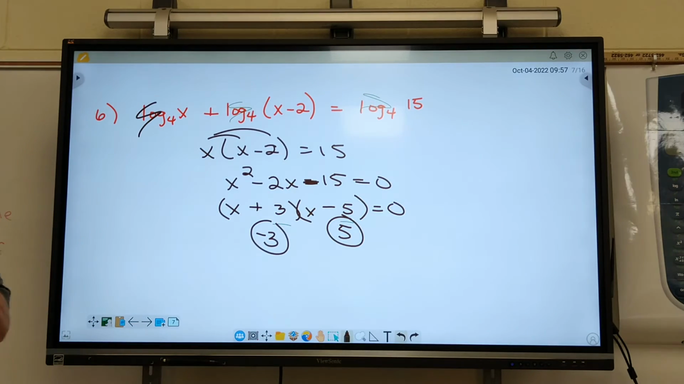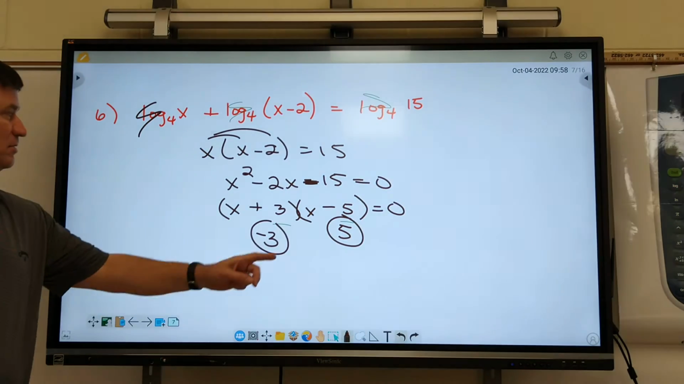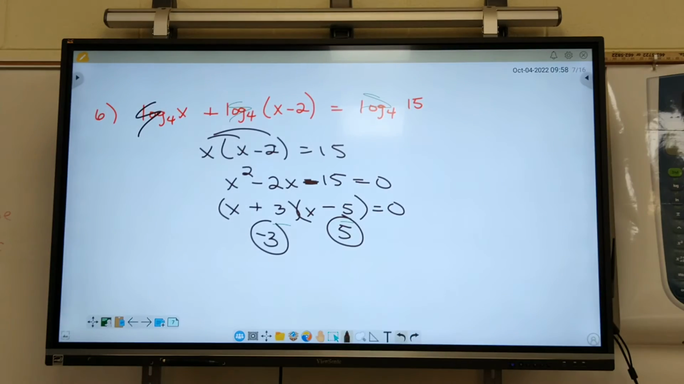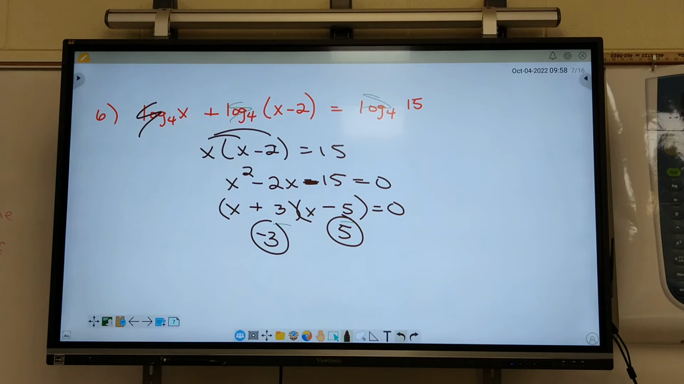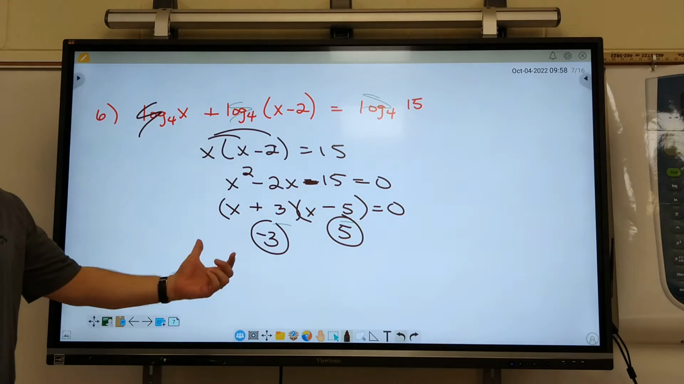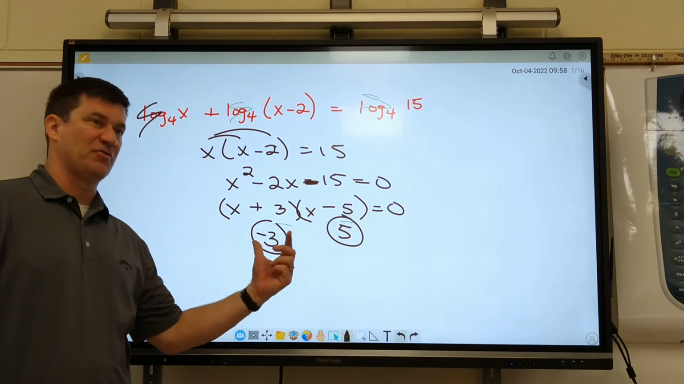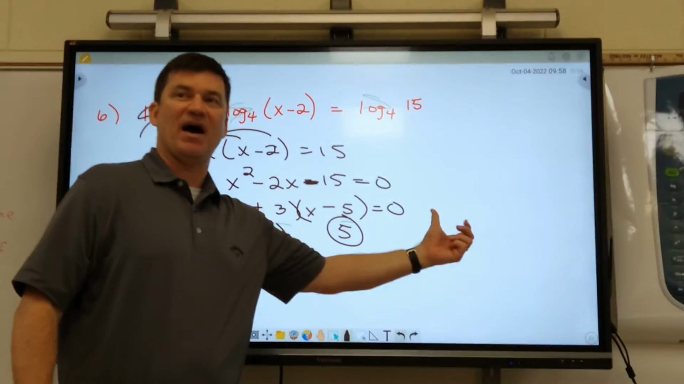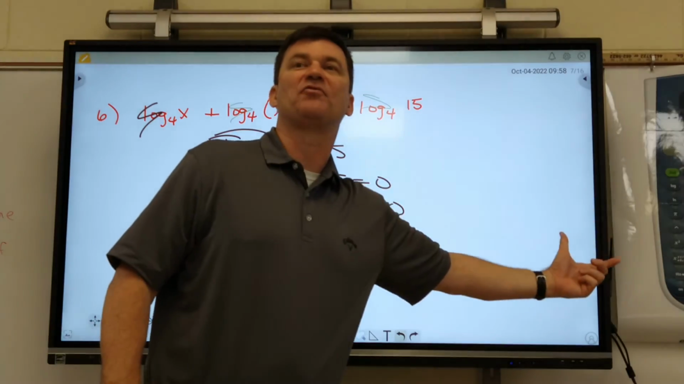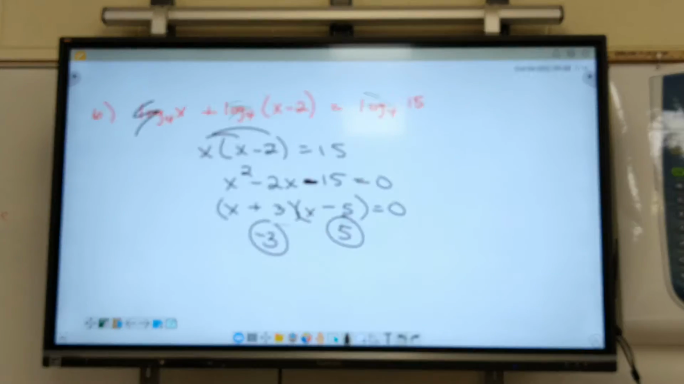So if you did the quadratic formula, you would have got 5 and negative 3. Now don't forget, check them both to see if they both work. Because on the midterm, answer A might have 5 and negative 3. Answer B might have 5 only. Answer C might have negative 3 only. So you've got to check them.